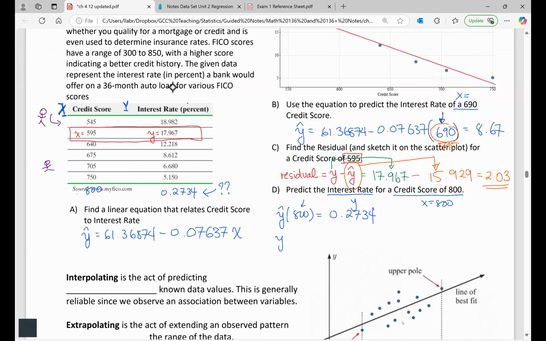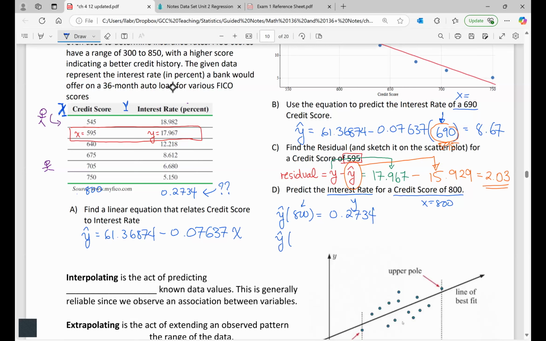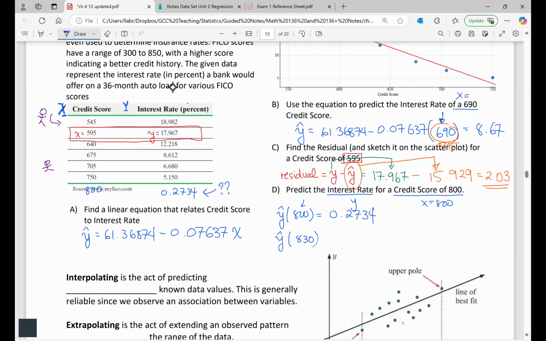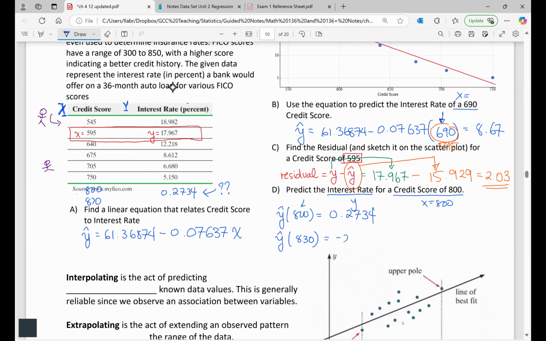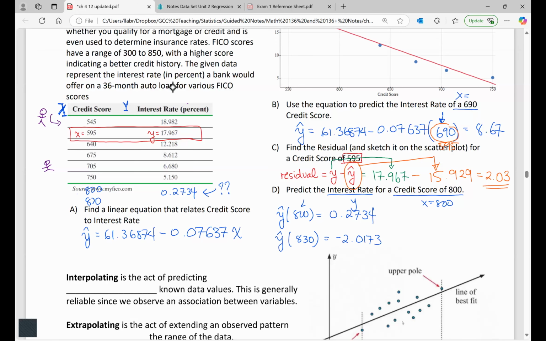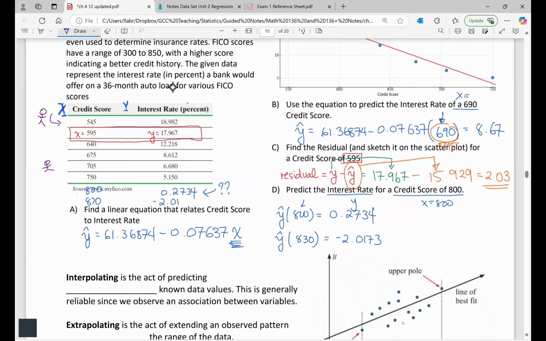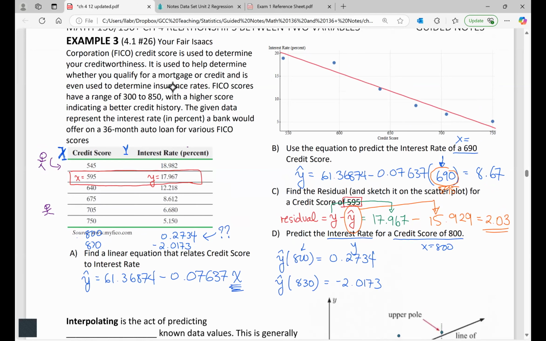Now, this gets worse if, for example, you predict with a credit score of 830, so getting closer to 850. According to this model, if your credit score is 830, then your interest rate should be negative 2.0173. And again, you get that by replacing this X value with 830. And that doesn't make sense because interest rate should be positive. So what you're observing here is a problem.